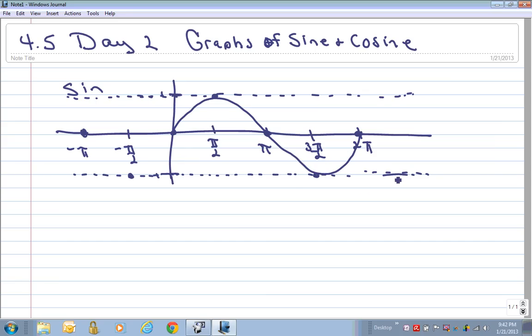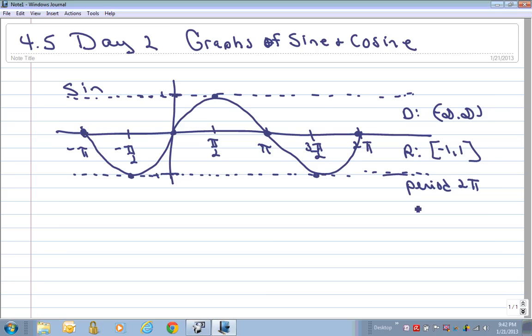Of course, it continues both directions, so we could start extending that period and start into another period and it would continue. So the domain of a parent sine function is negative to positive infinity. The range of a parent sine function is negative 1 to positive 1. And the period is 2 pi. The amplitude is 1. And that's for a parent function.